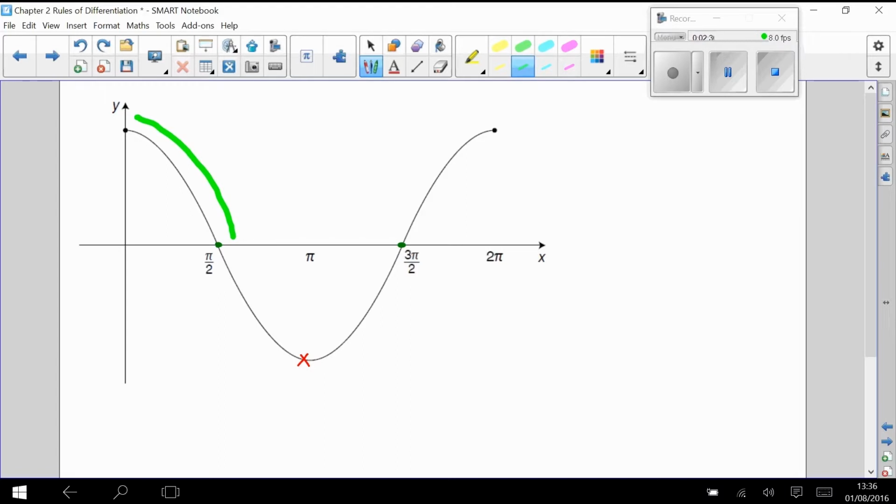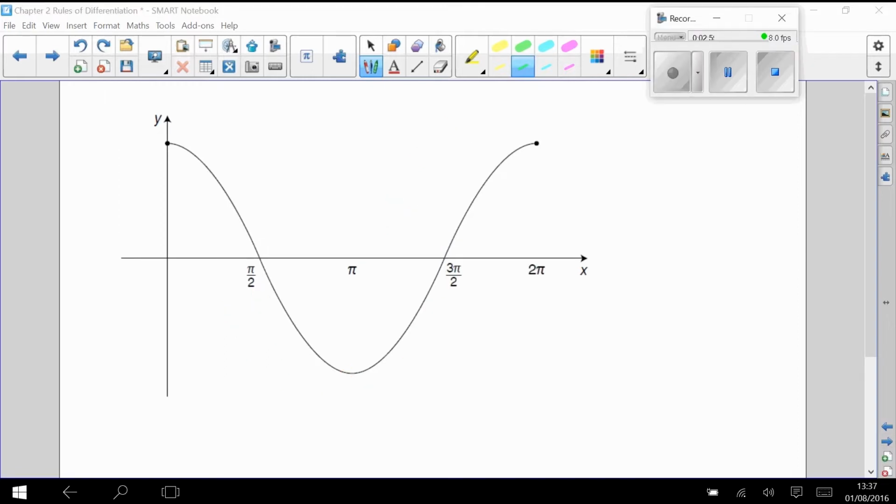For a decreasing gradient, I need to have a negative y value, and this happened over here. And lastly, after 3 pi all over 2, where I'd had a 0 gradient, my graph once again has an increasing gradient for the last part of my curve up until 2 pi. You should be able to notice that the derivative function of the sine x function is in fact cos of x. Let's try the same trick with the cos of x function.